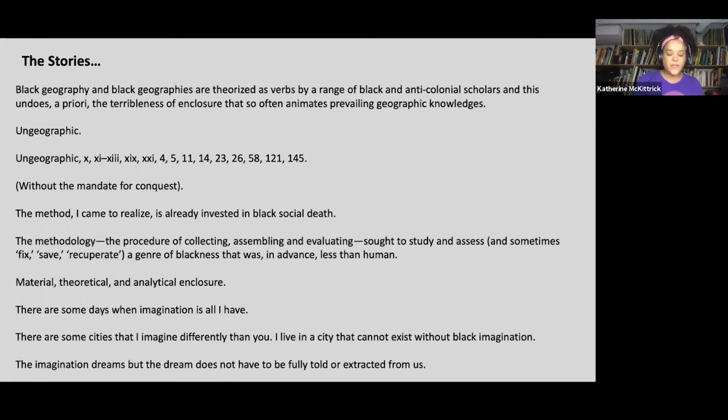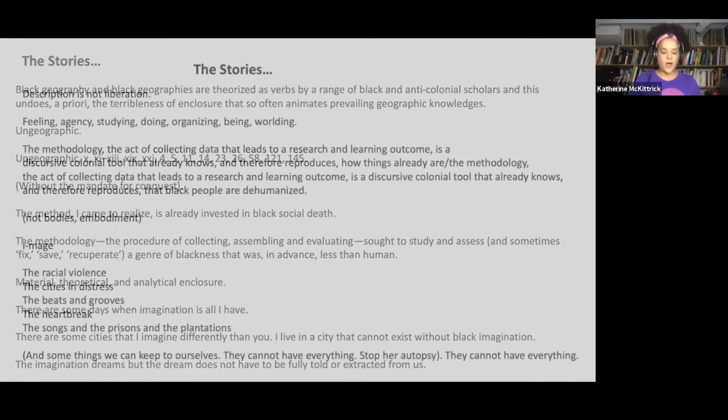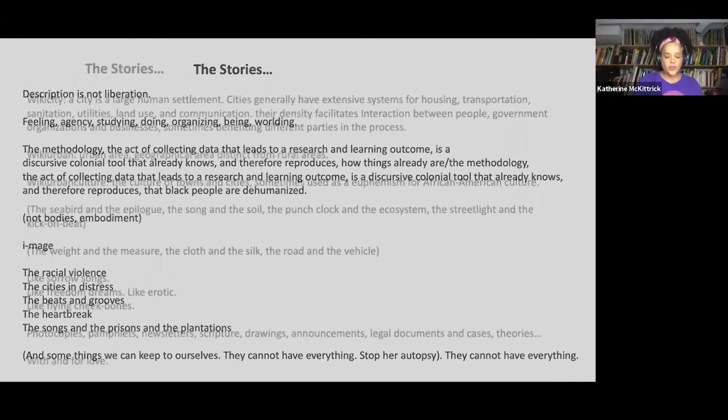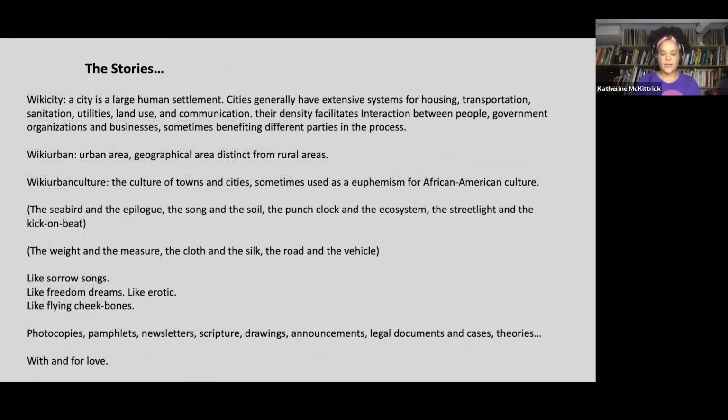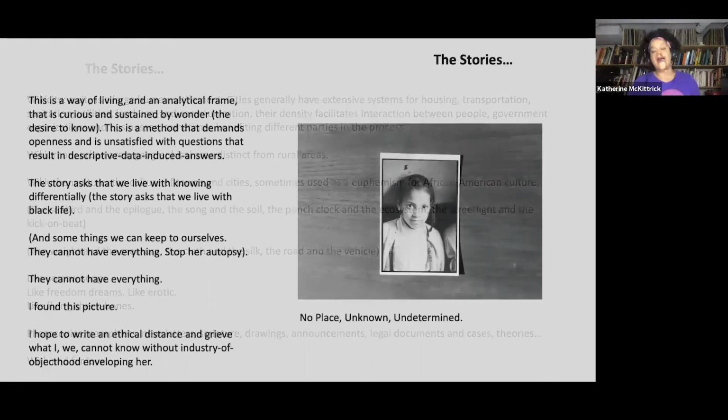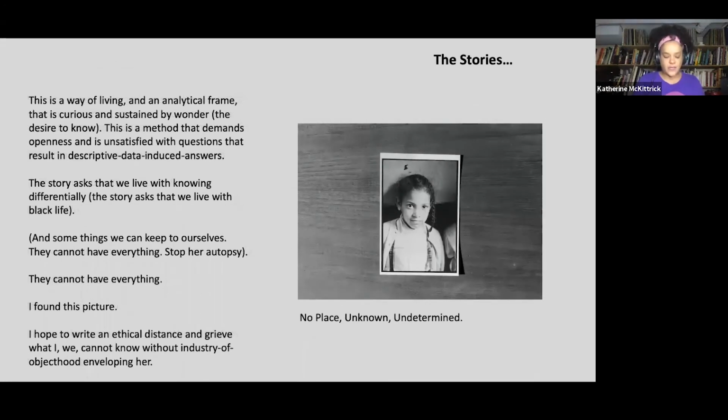If the function of the story is to invite the reader, viewer, interlocutor, listener to feel, respond, and be moved, it also, Ruth Wilson Gilmore reminds us, establishes powerful alignments that are put to work with and for loved ones. Gilmore shows how utilizing various narrative devices and reading across materials, photocopies, pamphlets, newsletters, scripture, drawings, announcements, legal documents, and cases and theories, engenders practices of solidarity and collaboration that work within existing and imagining new geographies of liberation. The story is the practice of Black life with and for love.